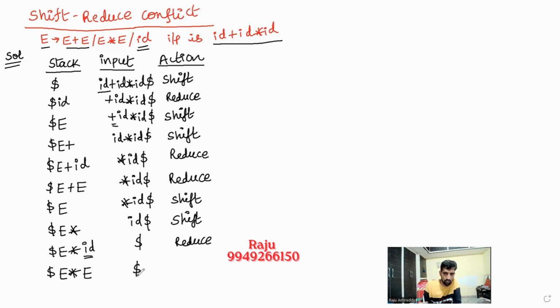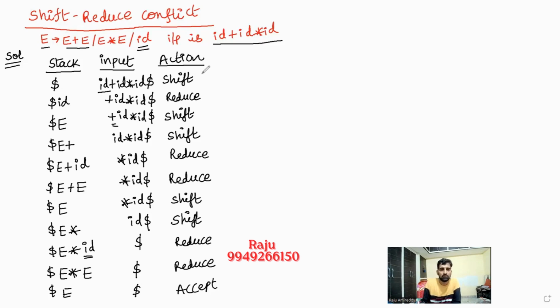Now E star E is calculated as E in the given grammar. E star E is E, that's why we have written this. Now E is there, dollar is there, so this is a reduce move, because E star E is represented as E. Now what do we have? The final result is accept. So this is the way to find the stack, input and action.